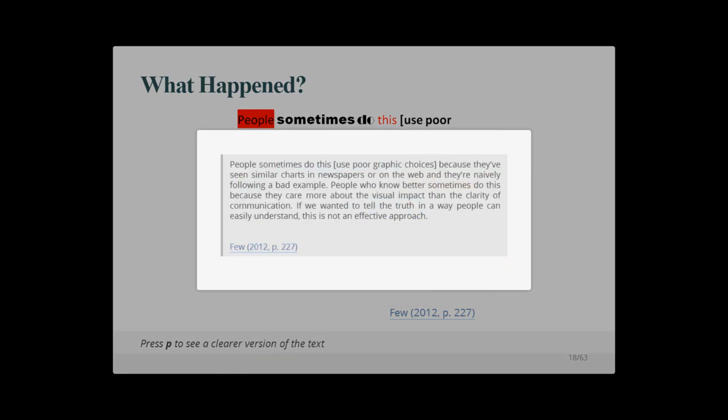Let's actually read this quote in a more easily readable fashion. Few puts it this way: people sometimes do this, that is, use poor graphic choices, because they've seen similar charts in newspapers or on the web, and they are naively following a bad example. People who knew better sometimes do this because they care more about the visual impact, that's the eye candy, than the clarity of the communication. If we wanted to tell the truth in a way people can easily understand, this is not an effective approach.